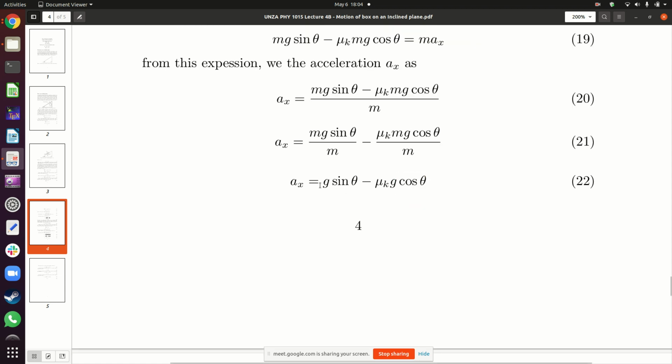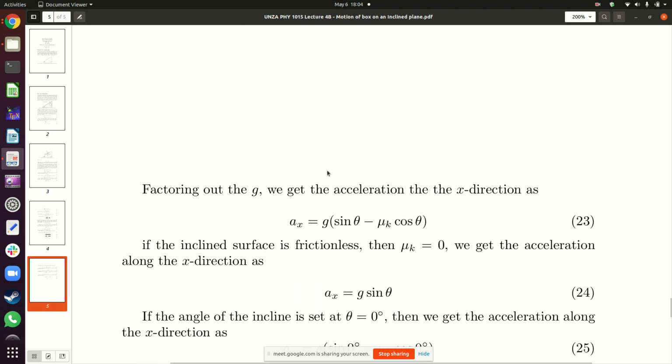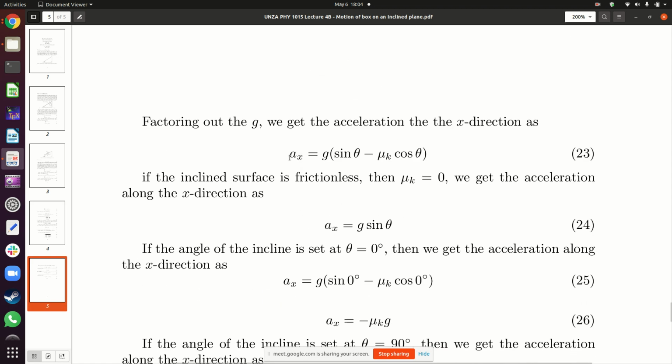Now there's a g on this side, there's a g on that side, so you factor out the g, since the g is in both terms. You end up having ax is equal to g open bracket sine theta minus mu k cos theta. So this is the expression which gives you precisely what the acceleration is going to be along the x-axis. Are we clear?